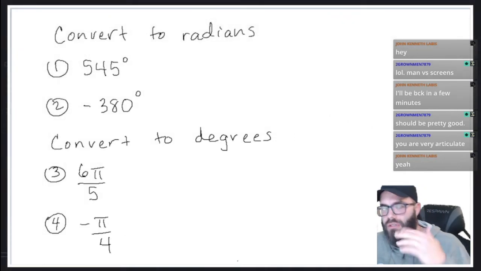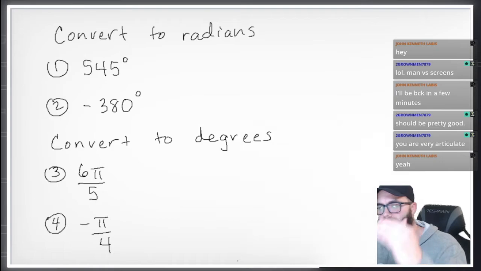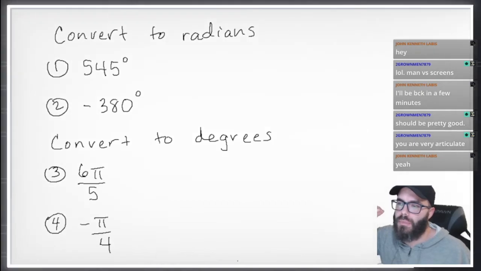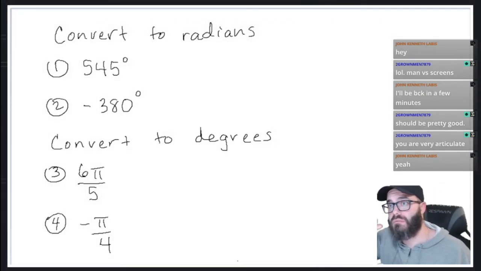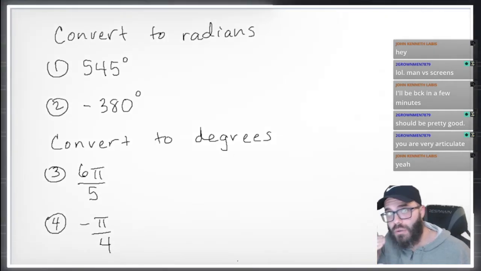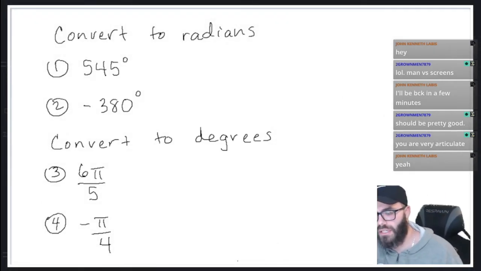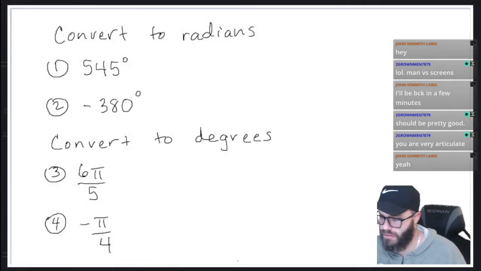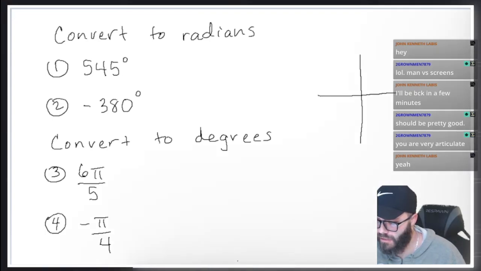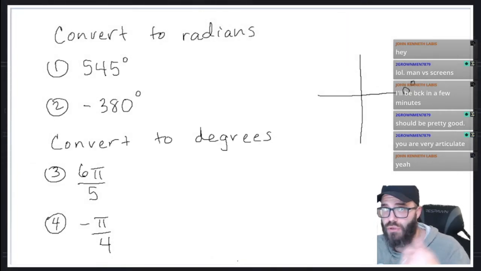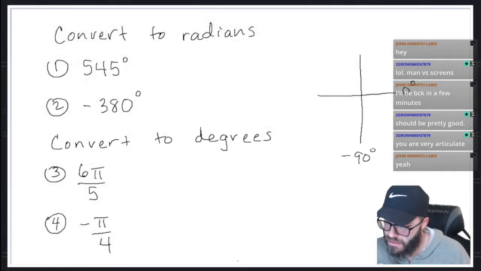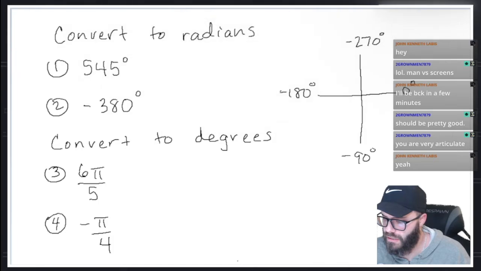And angles can be negative. To sketch negative angles, the initial side would still be the positive x-axis, but you sketch it in the clockwise direction. So there is such a thing as negative angles. In terms of the coordinate plane, this is 0 degrees, 0 radians. If I go in the clockwise direction, this would be negative 90, negative 180, negative 270, negative 360.